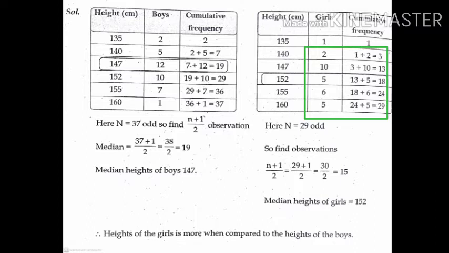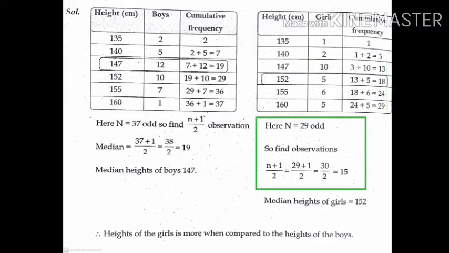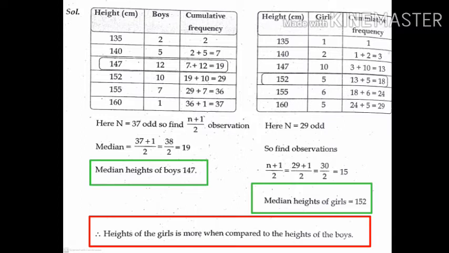Here n is equal to 29. It is an odd number. So we find the observation. Median is equal to the (n plus 1) by 2 term, that is (29 plus 1) by 2, that is 30 by 2. 30 is divisible by 2, we get 15. Therefore the median of heights of girls is equal to 152. Therefore the heights of the girls is more when compared to the heights of the boys.